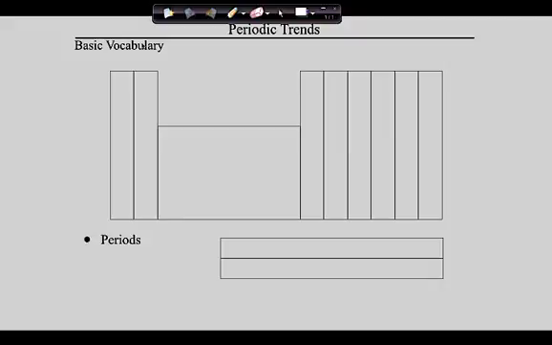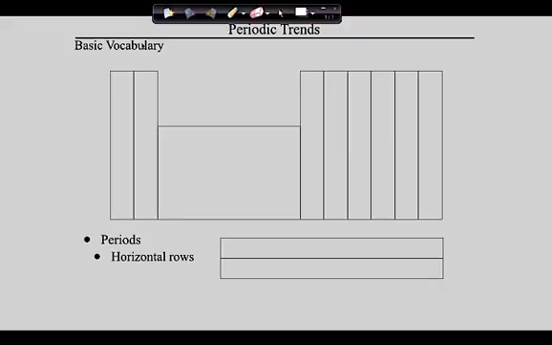So guys, let's go horizontal first. So write down the word periods. And that goes down below the F. This is a term you need to know. So guys, periods are the horizontal rows on the periodic table.